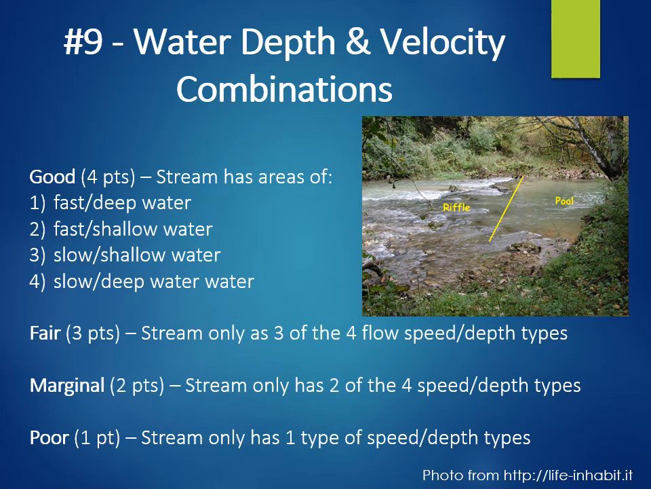For instance, a good rating is given to streams that have all four areas: fast deep water, fast shallow water, slow shallow water, and slow deep water. For reference, water is considered deep for smaller headwater streams when it's above the knee. For larger streams with bigger drainage areas, it's considered deep when it's waist high. And water is considered fast flowing when you can see that the surface water is broken with turbulence.